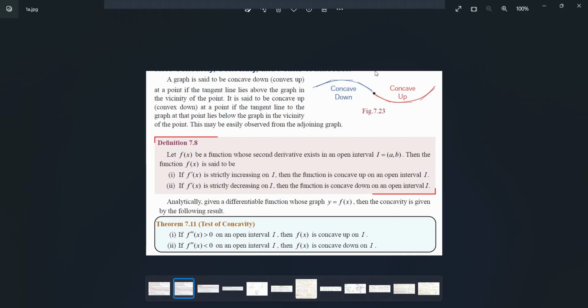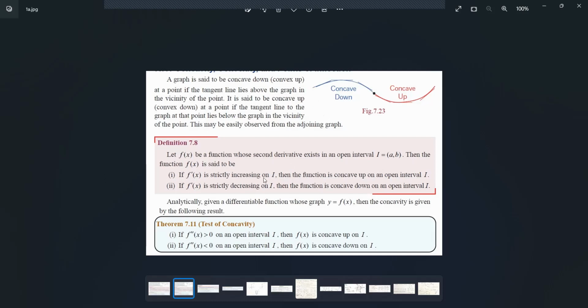Now the definition in terms of differentiation is: let f of x be a function whose second derivative exists in an open interval I equal to a comma b. If f prime of x is strictly increasing on I, then the function is concave up on the interval I. Here the slope f prime of x, which is the slope of the tangent, keeps on increasing. It's negative, it becomes 0 and then it increases. So there it is said to be concave up.